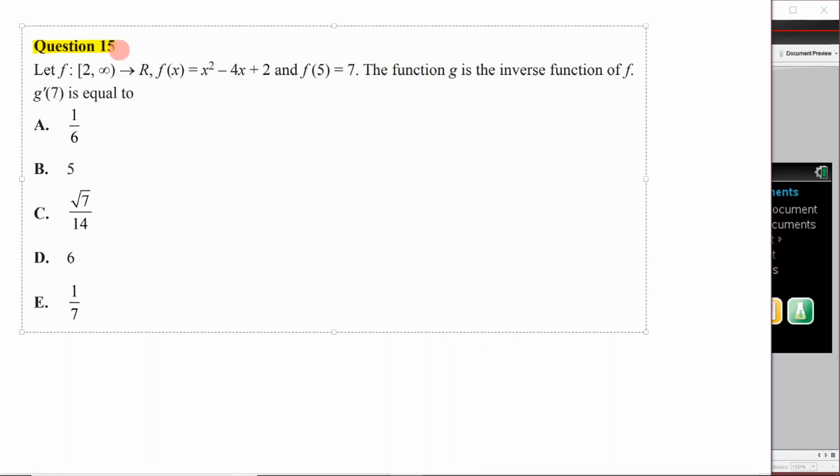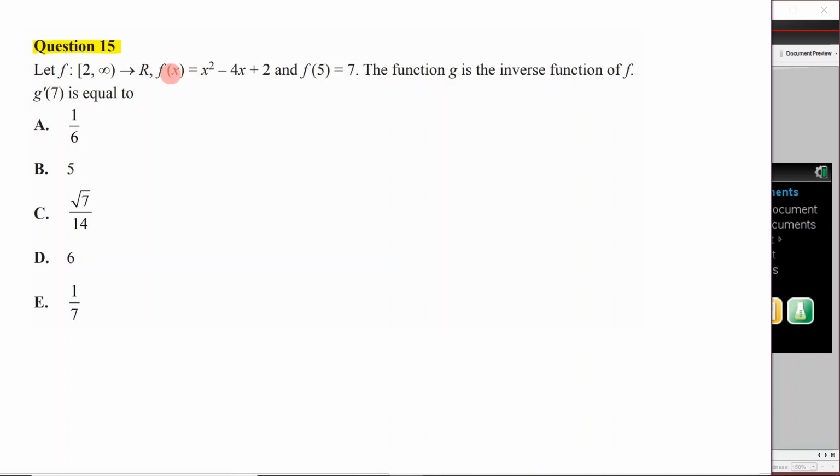We are working through question 15, which says let f of x be equal to this, and our domain is 2 to infinity, and they've also given us a point (5, 7). So all this is telling us is that we have the point (5, 7) like that. The next thing we are told is that the function g is the inverse function of f, and what we need to do is find, when x is equal to 7, what the derivative of the inverse is going to be equal to.